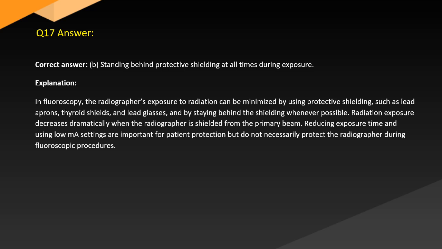Answer. Correct answer: B. Standing behind protective shielding at all times during exposure. Explanation. In fluoroscopy, the radiographer's exposure to radiation can be minimized by using protective shielding, such as lead aprons, thyroid shields, and lead glasses, and by staying behind the shielding whenever possible. Radiation exposure decreases dramatically when the radiographer is shielded from the primary beam. Reducing exposure time and using low mA are important for patient protection but do not necessarily protect the radiographer during fluoroscopic procedures.